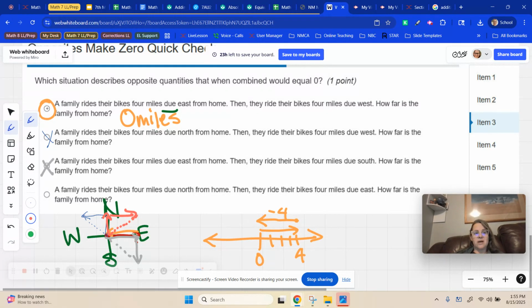So after looking at all of them, I really like this first one. They went 4 miles east, then they went west, and they ended up back where they started. Just like an additive inverse.